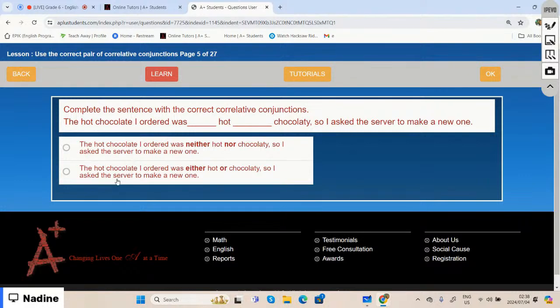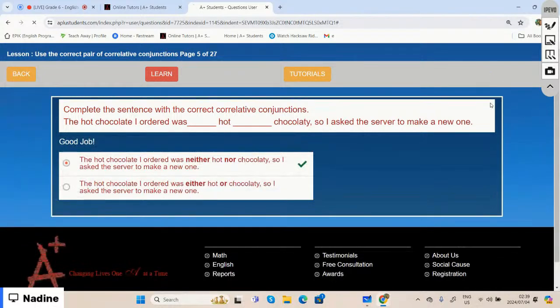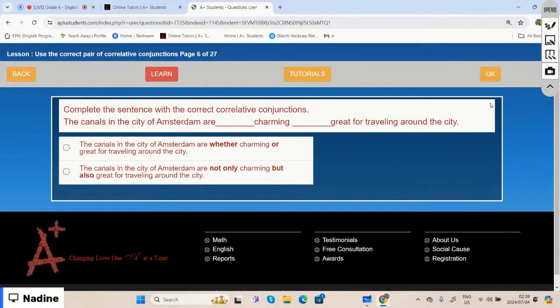So do we say the chocolate I ordered was neither hot nor chocolatey? Or do we say the chocolate I ordered was either or chocolatey? And if we were to choose the correct one, we will say neither nor. All right, and neither nor is correct.